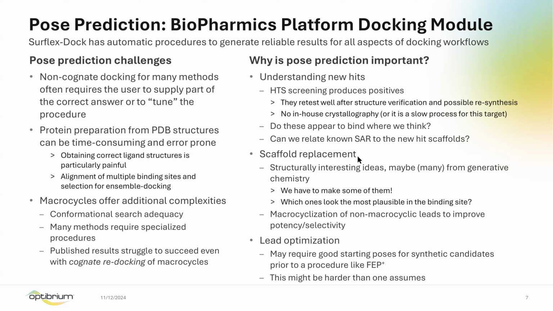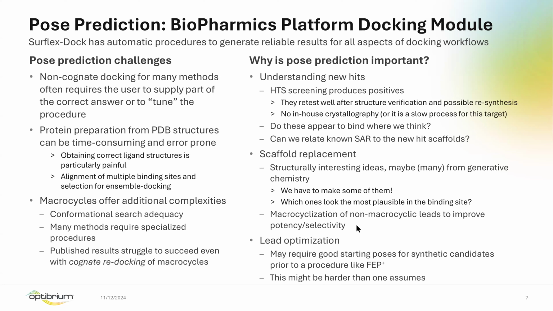Scaffold replacement is often important where you have structurally interesting ideas, particularly now where a lot of them can come from generative chemistry approaches. The problem with these approaches, right, is you actually have to make these molecules. You don't get to just buy them. And so you don't want to sit there and contemplate, well, which of these 5,000 things should I make? You want to have a way to sensibly choose. And we believe that docking in the way that we'll talk about is a good way to do that.